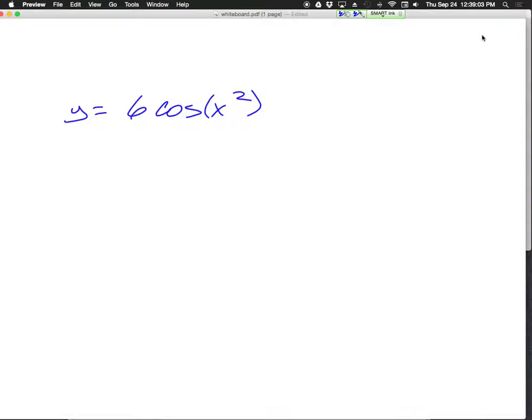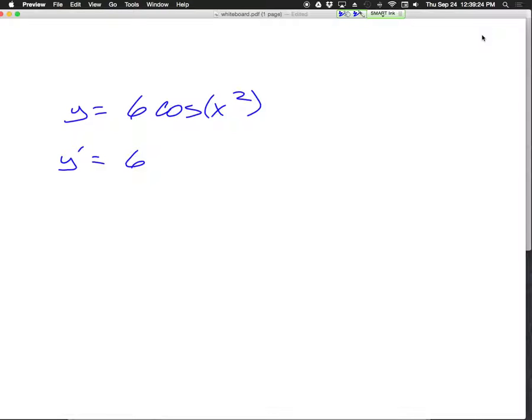Y equals 6 times cosine of x squared. What do you think? Do you think it's a chain within a chain or just a chain? It's just a chain, that is correct. So, what is that 6? Coefficient, so what happens to it? It stays the same.